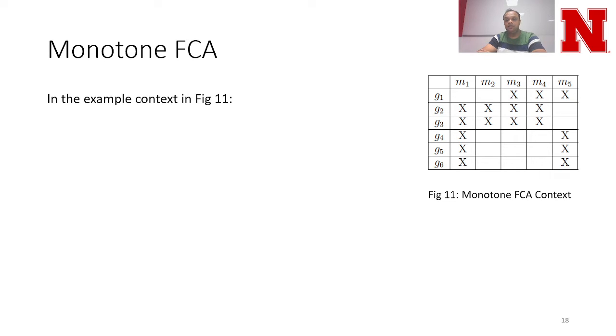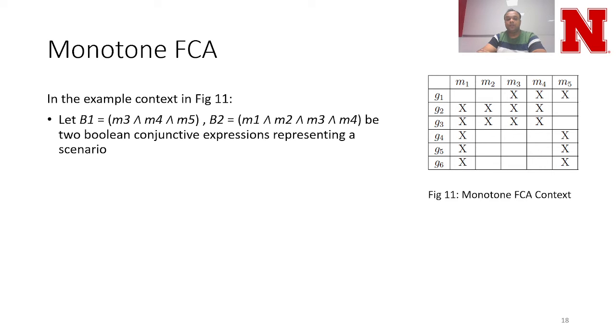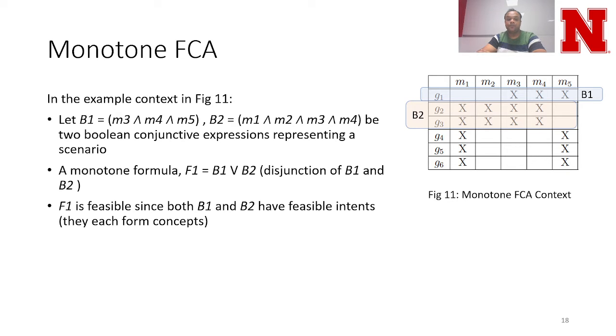So here is an example of it. Let's say we have a FCA context with 6 objects and 5 attributes. We can define two Boolean formulas B1 and B2. B1 is M3, M4, M5, basically the intersection of M3, M4, M5. And B2 is the intersection of M1, M2, M3, M4. So these can be two Boolean conjunctive expressions of attributes representing a particular scenario, and we can define a monotone formula F1, which is B1 union B2, or a disjunction of B1 and B2.